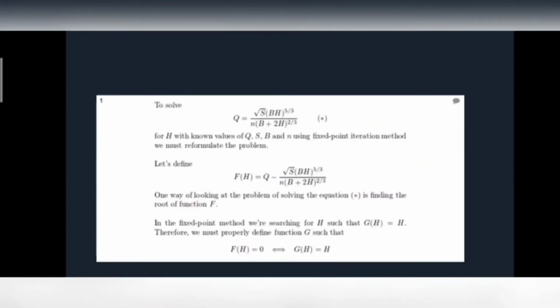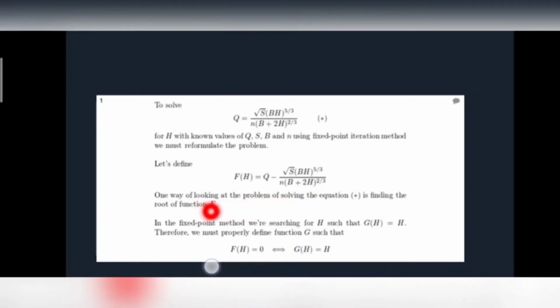Now to solve this, we need to take the first equation as our starting equation. After that, to solve for h with known values of Q, S, B and n using the fixed point iteration method, we must reformulate the problem. Let's define f(h) equal Q minus the square root of S times (bh) all to the power of 5 over 3, all over (b plus 2h) to the power of 2 over 3.